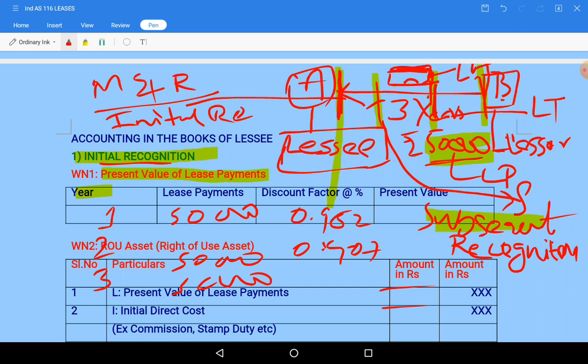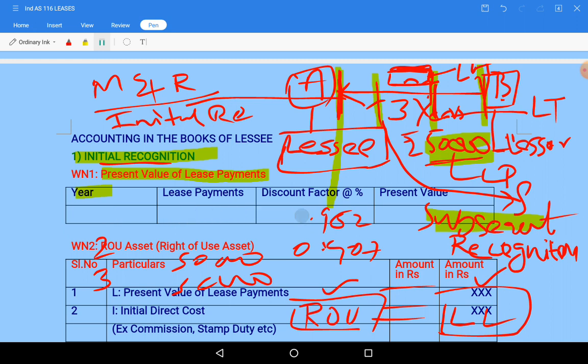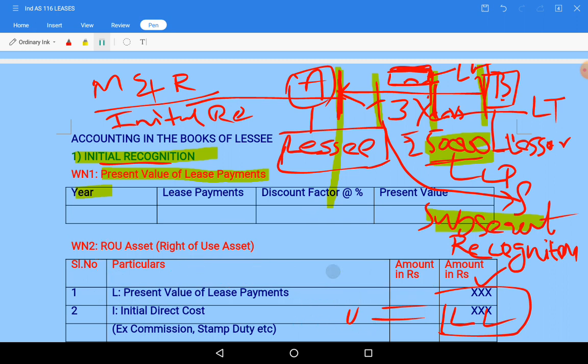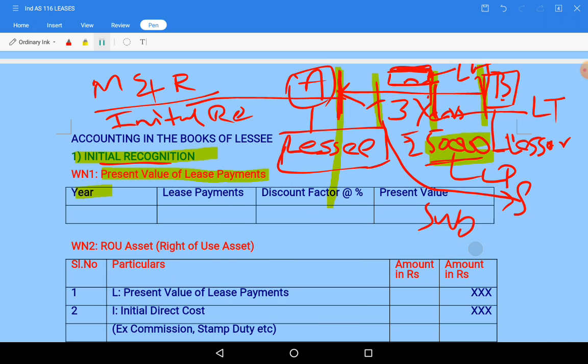So initially what the lessee is getting is the right to use an asset, and to that extent he has to pay a liability, that is the lease liability. One asset value and one liability value recognized in the books, that is called initial recognition. Hope you have understood till here. With the example we discussed in the previous class, I will give a quick recap of this now. Let us see those things now.